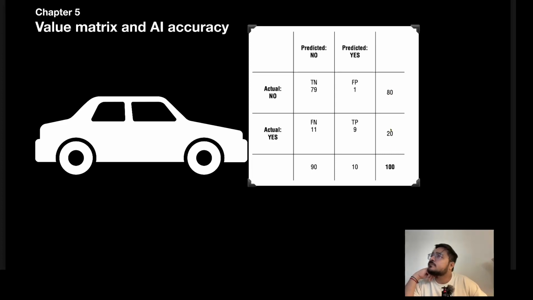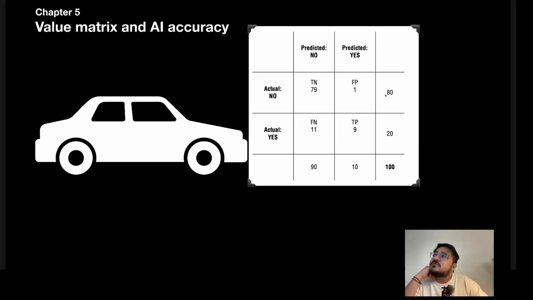This is called actual no and this is called actual yes. So when there was actually no problem in the car, there were 80 cases. And when there was an actual problem in the car, there were 20 cases. Okay, clear? Now let's understand how AI performed in that.